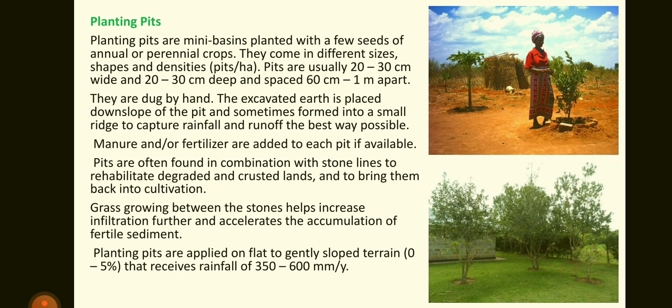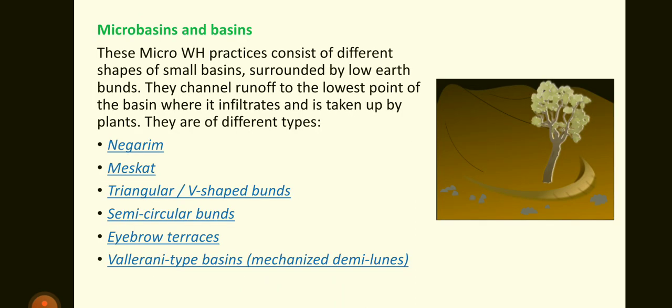Manure, soil and fertilizers are added to each pit if available. Pits are often found in combination with stone lines to rehabilitate degraded and crusted lands and to bring them back into cultivation. Grass growing between the stones helps to increase infiltration further and accelerates the accumulation of fertile sediments. Planting pits are applied on flat to gently sloped terrains, that is 0 to 5%, that receive rainfall of 350 to 600 mm yearly.